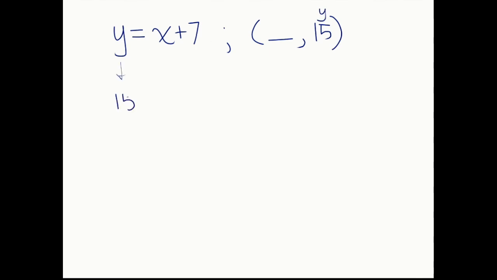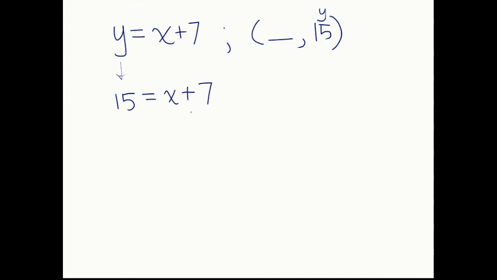Let's do another one together. Let's say that y equals x plus 7, and let's say this time that I don't know the x, but I know that the y is 15. I'm going to plug in 15 for y, so wherever I see a y, I'm going to put 15, equals x, I don't know, so I'm going to leave it as x plus 7.